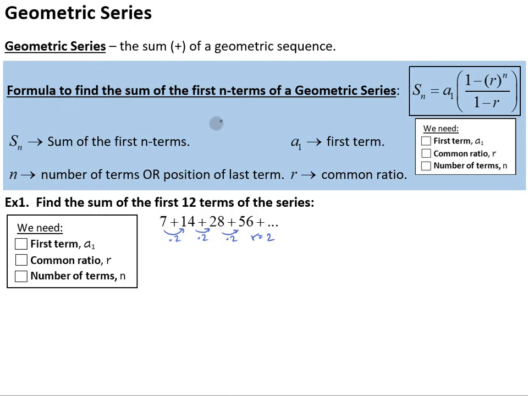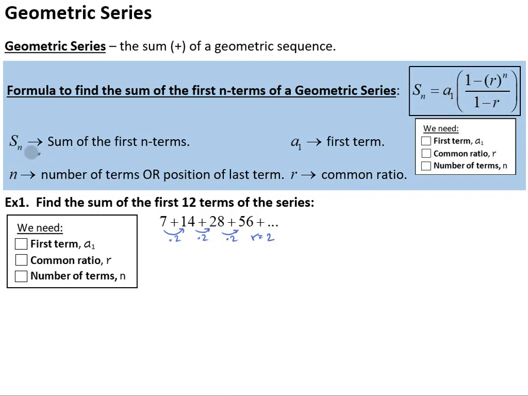Okay, so the formula to find the sum of the first n terms of a geometric series, so this is a different formula than the arithmetic ones. The sum of the first n terms equals the first term times this whole big fraction of 1 minus the common ratio to the n power. And it's important to put this common ratio in parentheses, especially if it ends up being a negative common ratio, over 1 minus the common ratio. Okay, so lots of stuff going on in there.